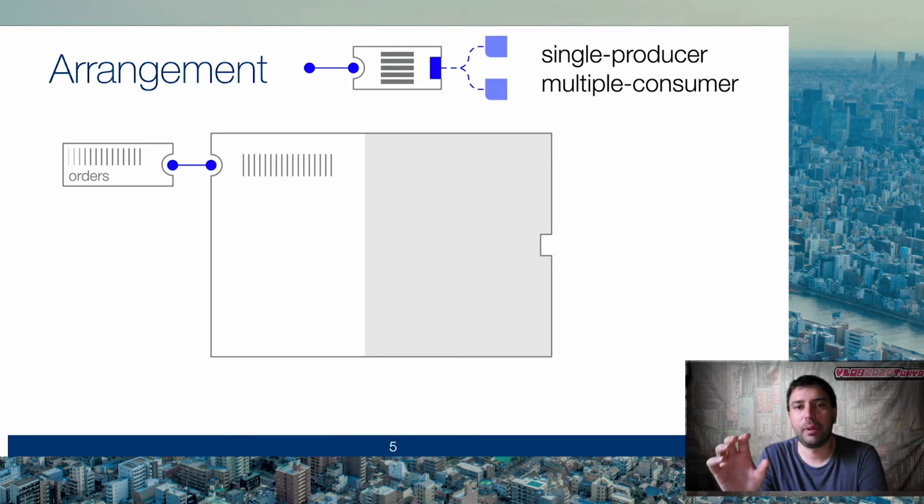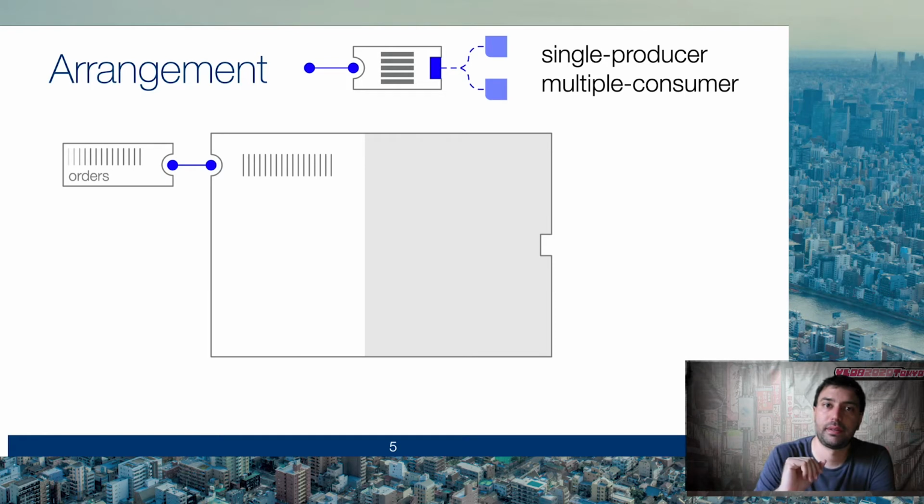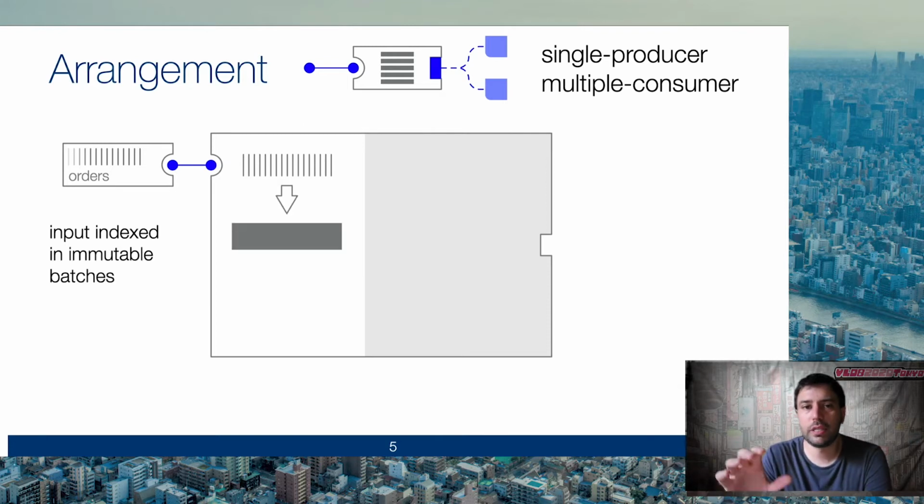We do this by decoupling the write path from the read path to the index. On this slide is an arrangement, our single producer, multiple consumer index. An arrangement buffers incoming input tuples and uses the timestamps on these tuples to group them in batches. The arrangement takes this group of input tuples and indexes them as immutable batches. And because it's indexed, each batch supports efficient point lookups and scans.